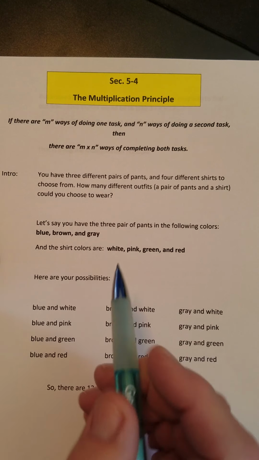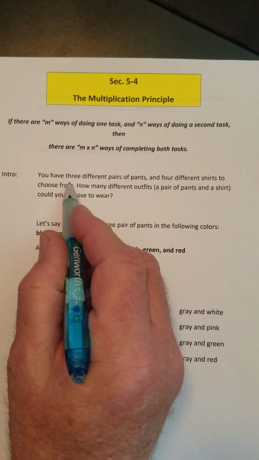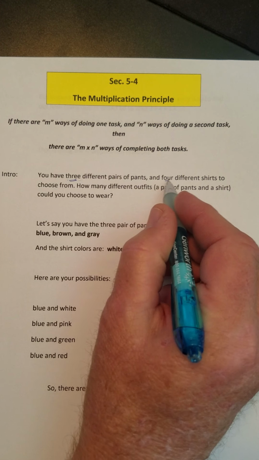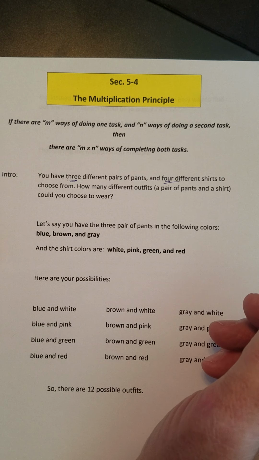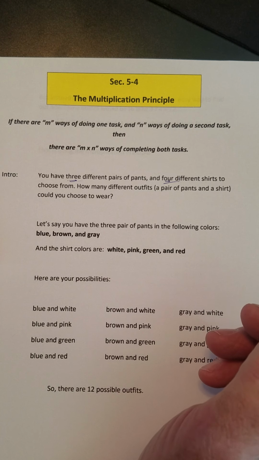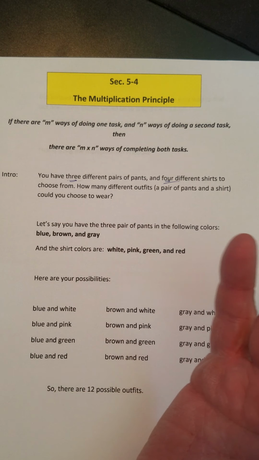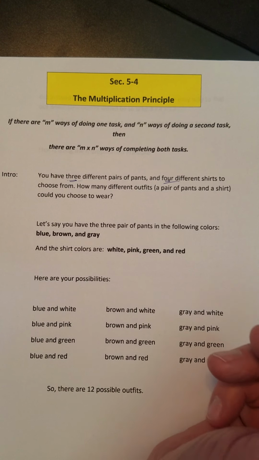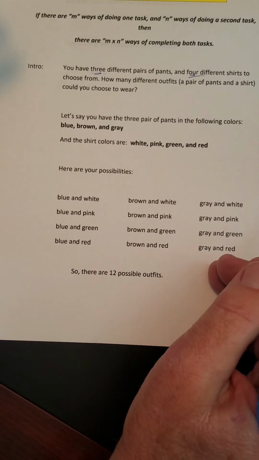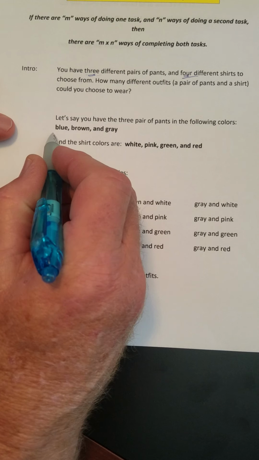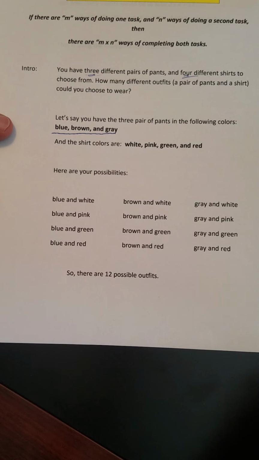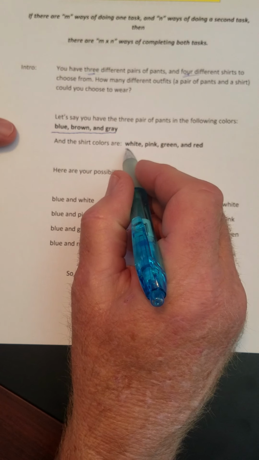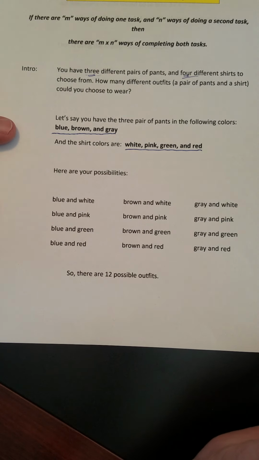Okay, here's the introduction. Let's say you have 3 different pairs of pants and 4 different shirts that you can choose from. How many outfits do you have? 3 pairs of pants, 4 different shirts. Let's try to put a picture to this. Let's say the pants are brown, blue, and gray. There are your 3 colors. And for the shirts, you've got these 4 colors: white, pink, green, and red.